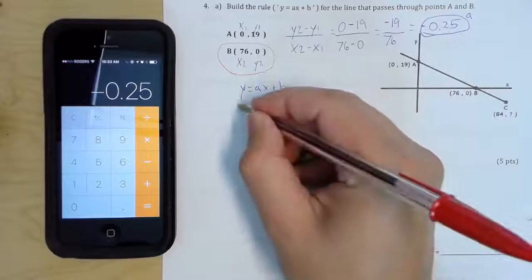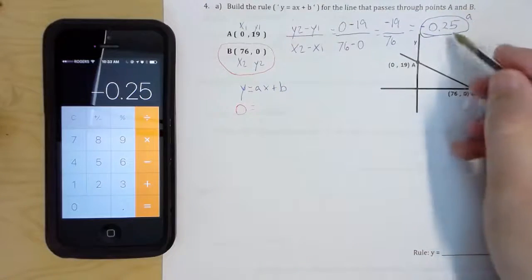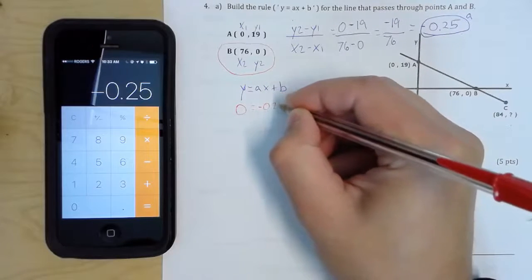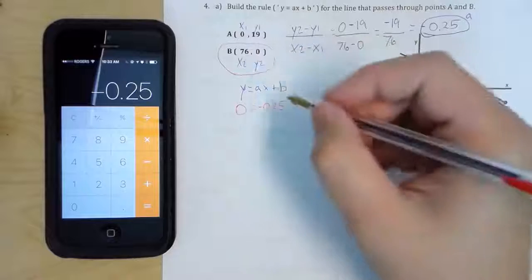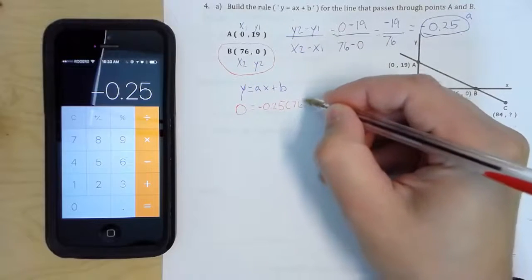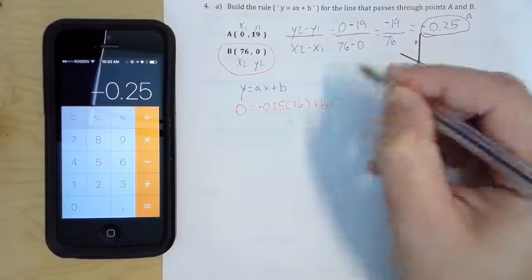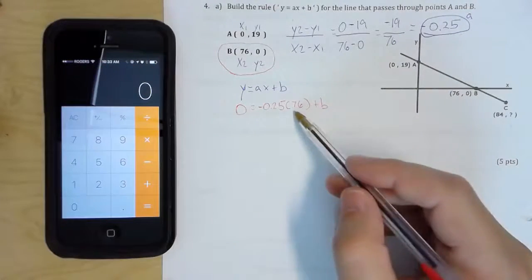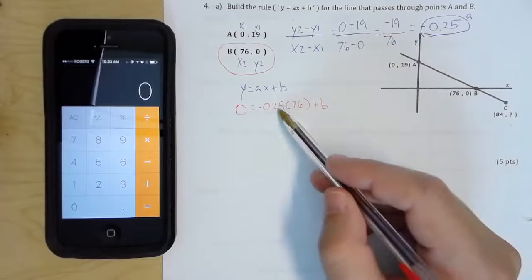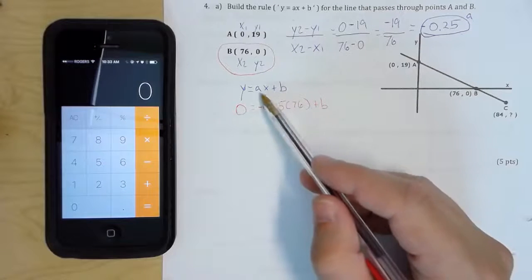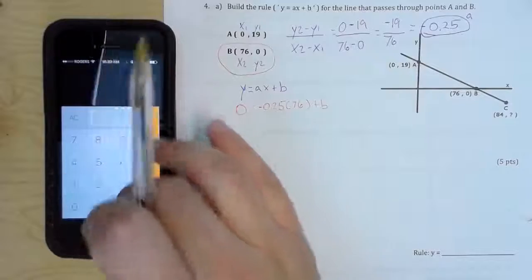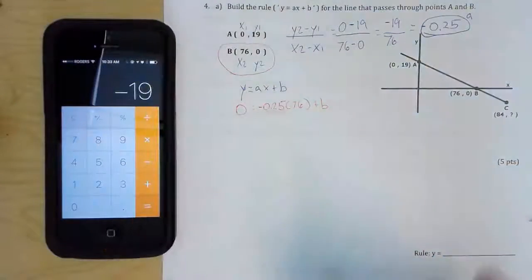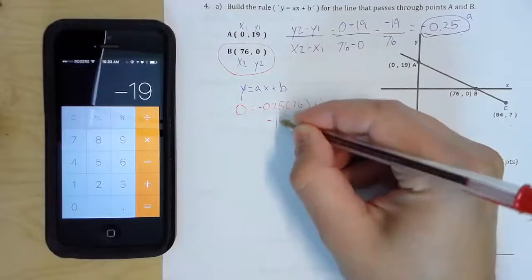So now my y2 is 0. My a is over here, it's negative 0.25. And my x is 76. And then I'm left with b. So now I just need to solve for it. Remember I said, when there's a bracket, it means you have to multiply. When the a is beside the x, it means you're multiplying them. So now I have negative 0.25 times 76, and that will equal negative 19.